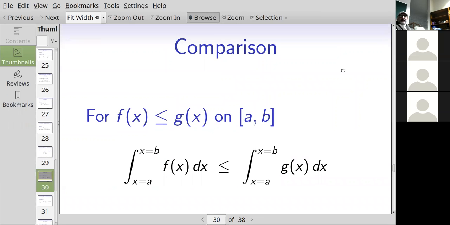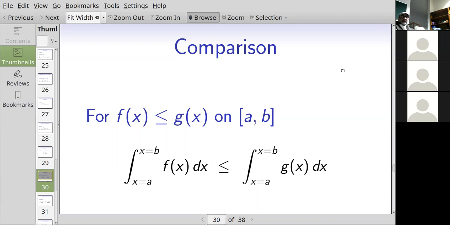We can also compare integrals. Suppose we always know that on a closed interval from a to b, the value f of x is always less than or equal to the value g of x on that interval. Then that means that the area under the graph of f is less than or equal to the area under the graph of g.